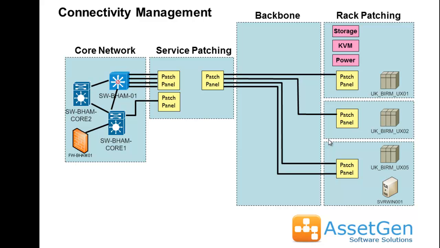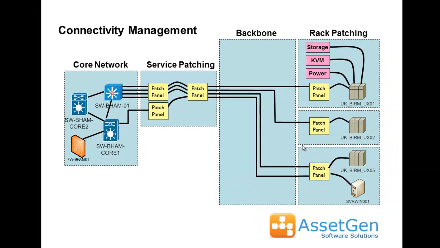We have our end user devices such as servers, but also some resources that they may themselves use, such as storage and KVMs, and we will trace within the AssetGen system the connectivity between all of these different components and then produce various types of outputs.